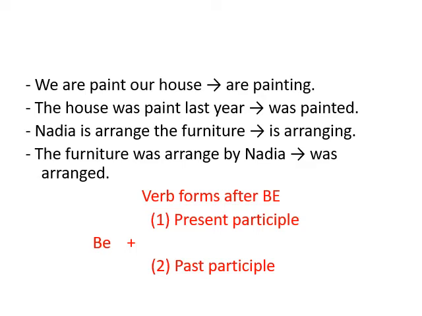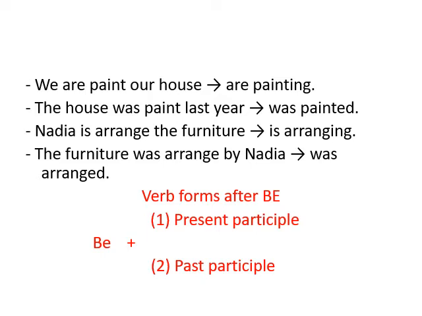We are paint our house. لا, that's the subject and that's the verb. We are painting our house. لكن لما ابتدي بالobject, the house was painted last year. Nadia is arranging the furniture.